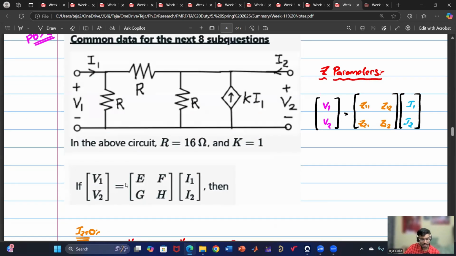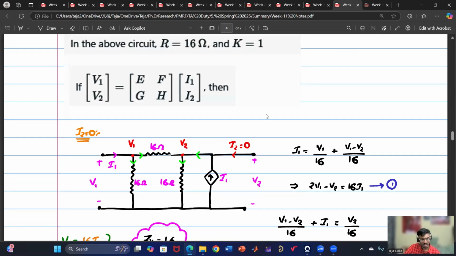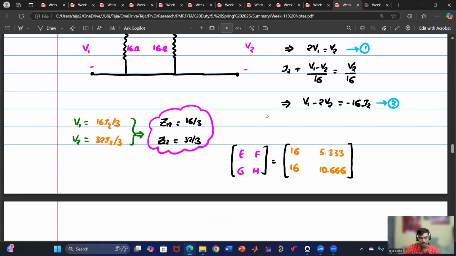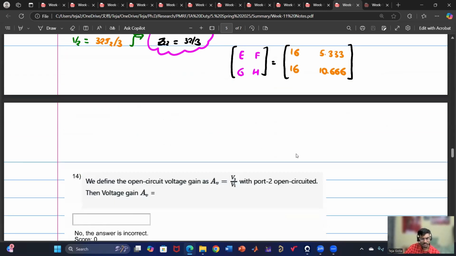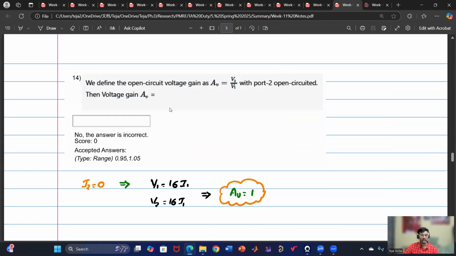Then this is another question. They are asking some parameters. So you know Z parameters, how to calculate. I1 equal to 0, I2 equal to 0, same old story. And you have to solve to get. Once you get Z parameters, Y parameters is just inverse of that.